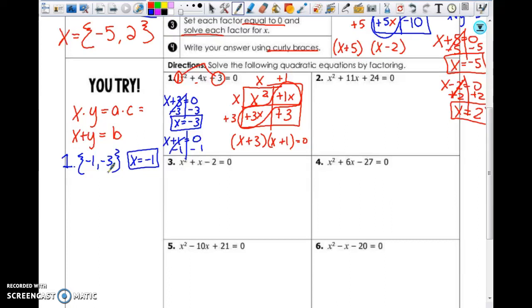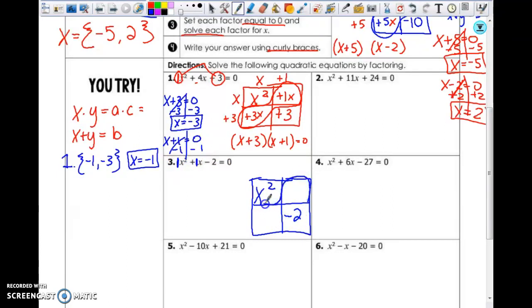So let's do a couple more. Let's look at number 3. So number 3 again, this is what's in your box. Your A is a 1. The B here, when there's no number, it is a 1. And your C is the -2. So this is what goes in your box here. Your first term always goes here. Y'all remember it. Last term, -2, goes here.